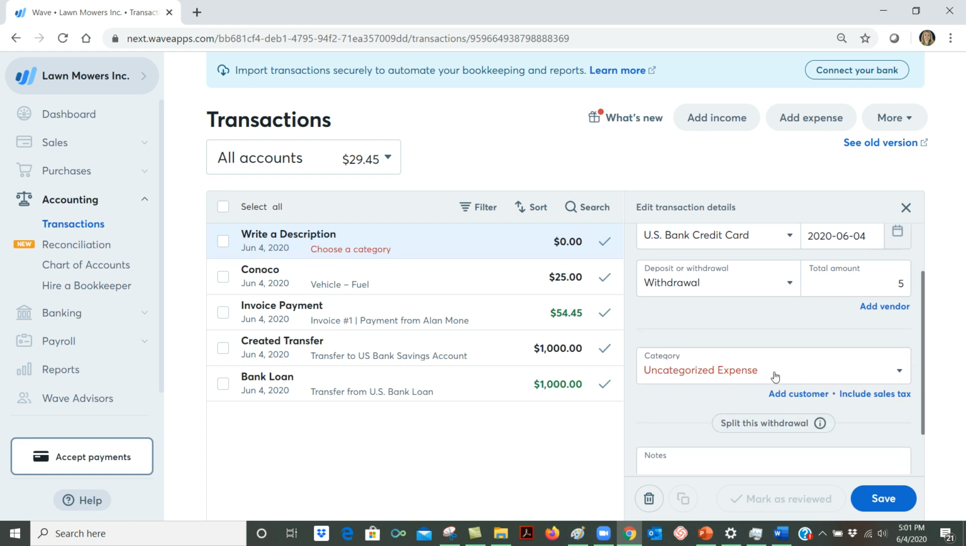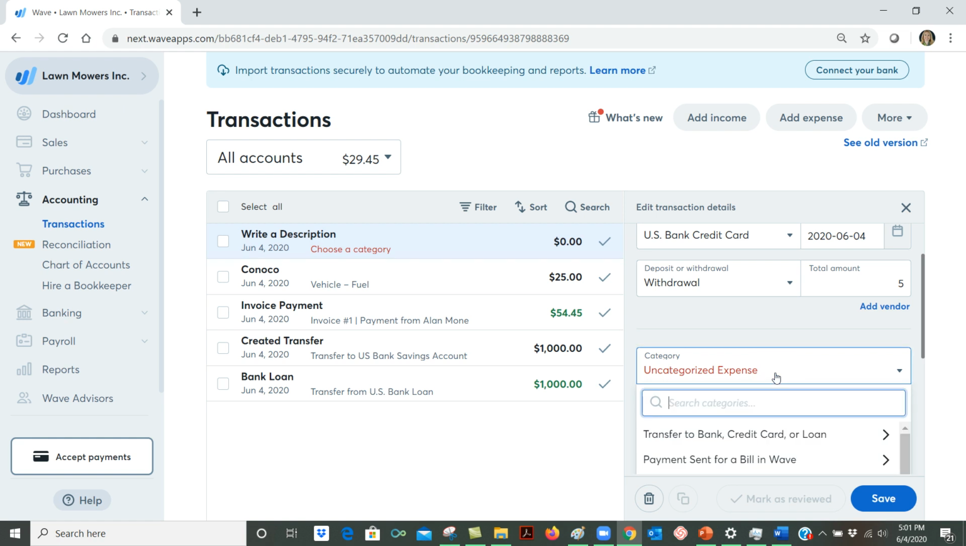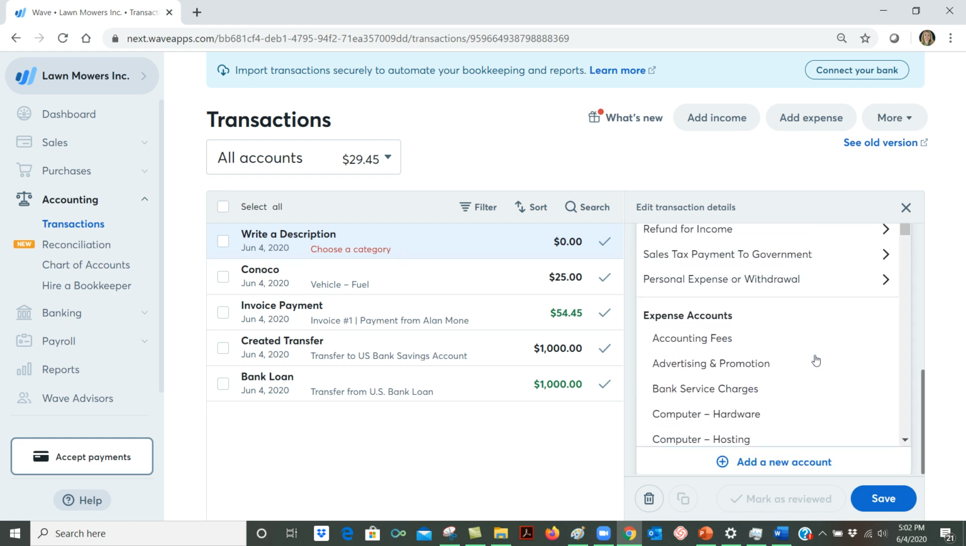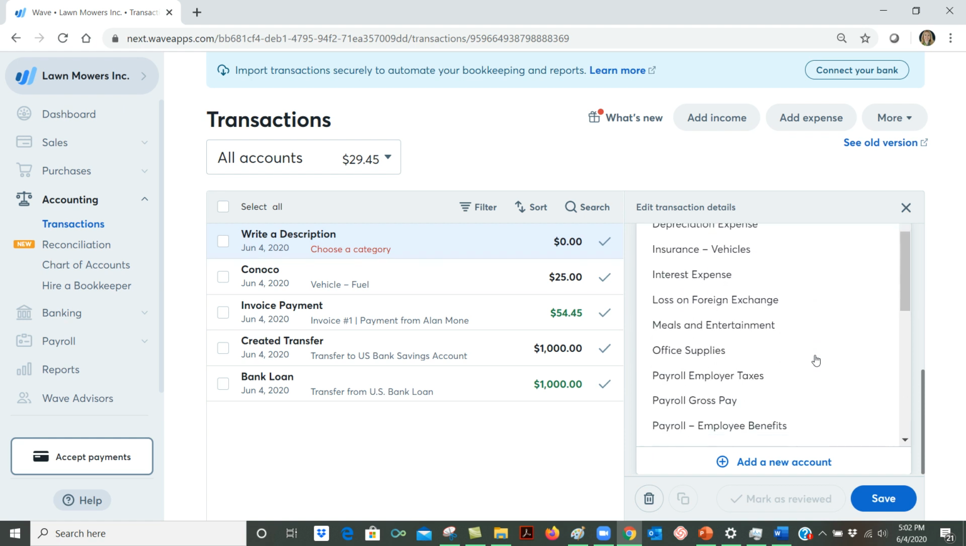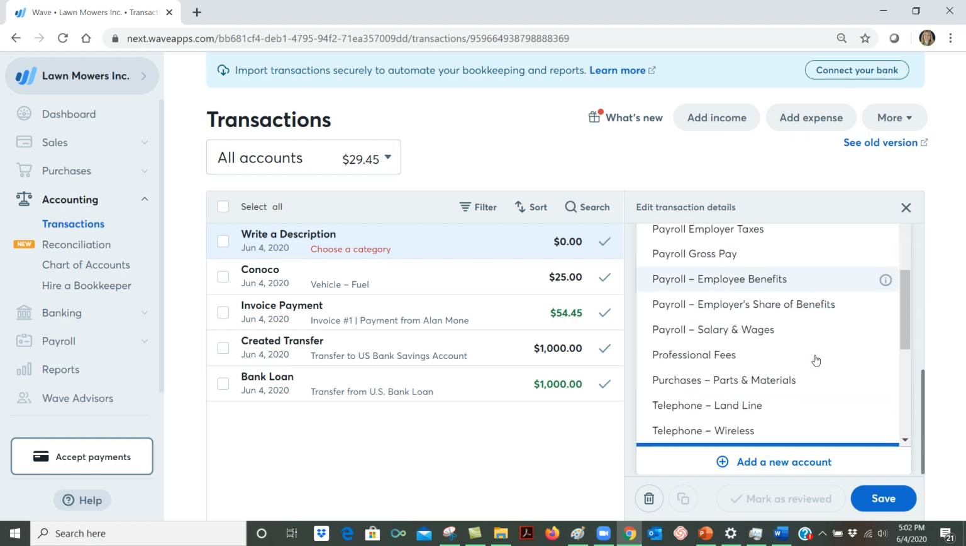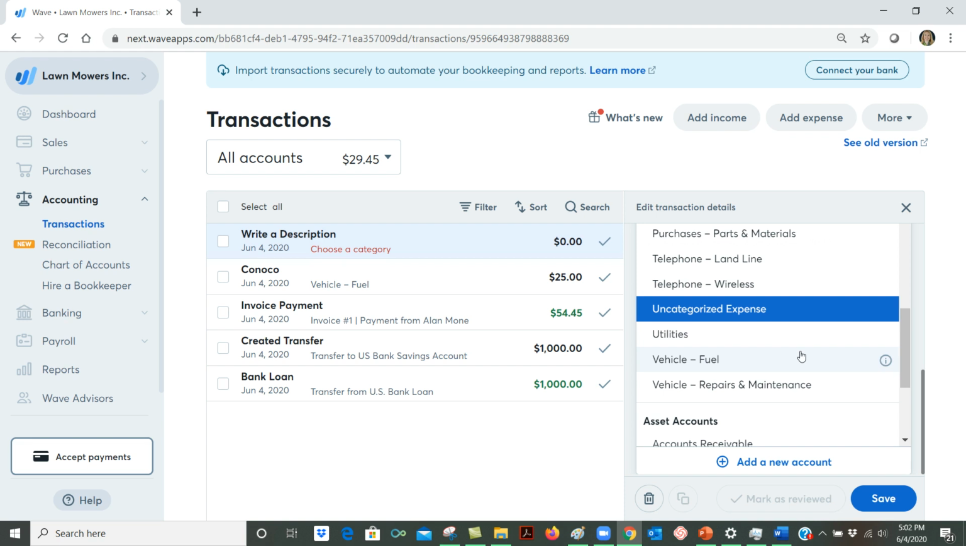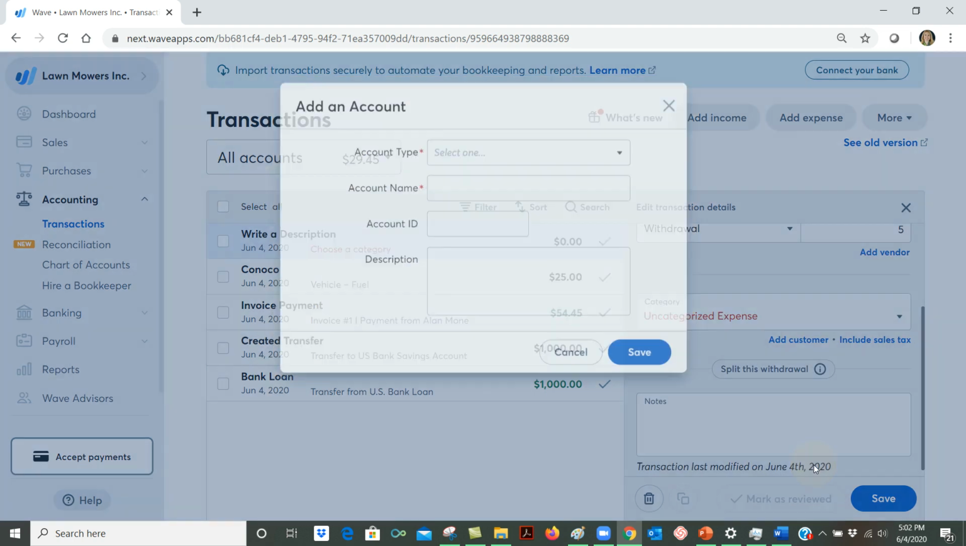We still need to categorize the expense, so I'm going to click that down arrow, and looking through these accounts that Wave gave me by default, there isn't anything that really describes the purchase of oil for my lawnmower. And that's an expense that I'm going to be incurring on a regular basis. And so I'm going to go ahead and add a new account.